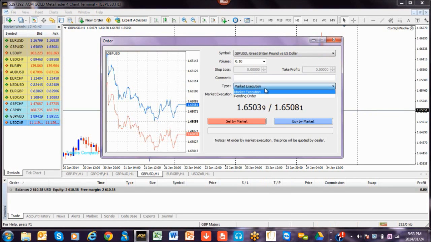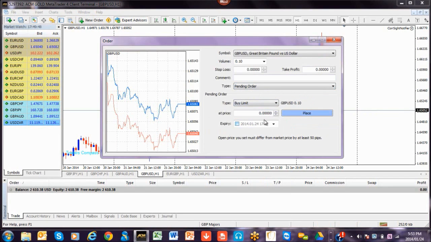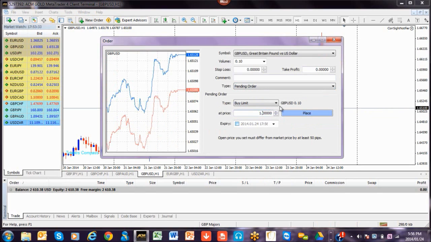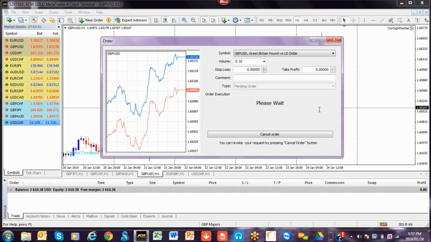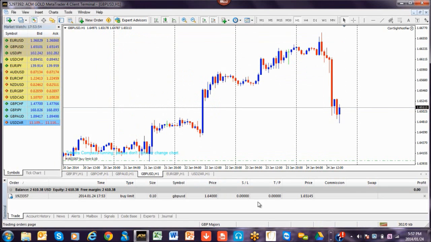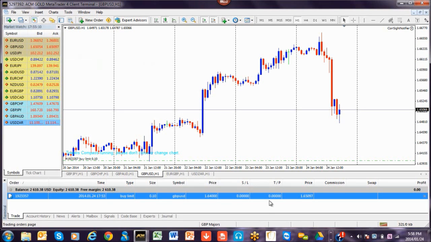So if we go to new order, pending order, now I want to set a buy limit. So we know our buy limit's below the price, remember. So let's go with 1.64. Let's just say that's the price at which we expect it to change direction. Okay, so we expect if it drops to 1.64, then it's going to change direction and start going up again. Alright, and in that case we want to place a buy pending. Okay, so now that you've placed that, you can go ahead and place it. There you go. So there's your pending order there, but remember we haven't placed a stop loss, we haven't done anything.